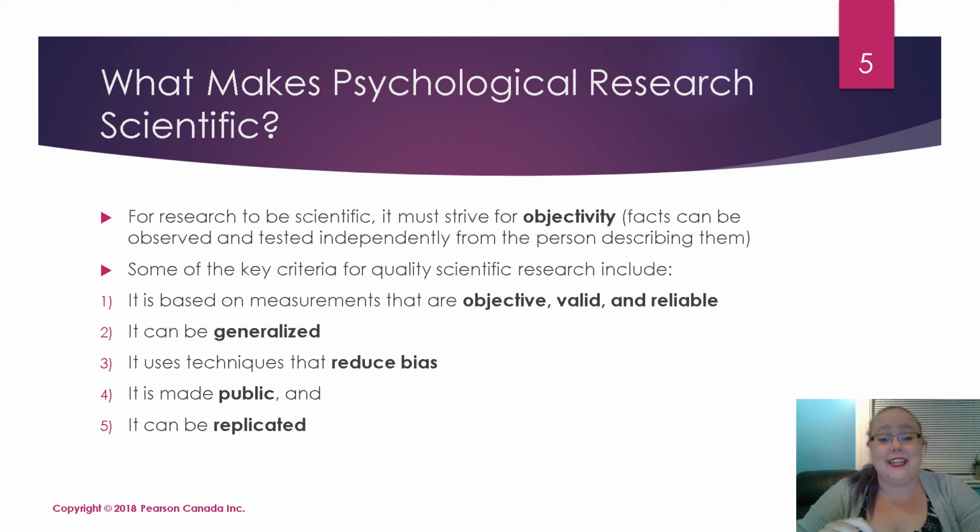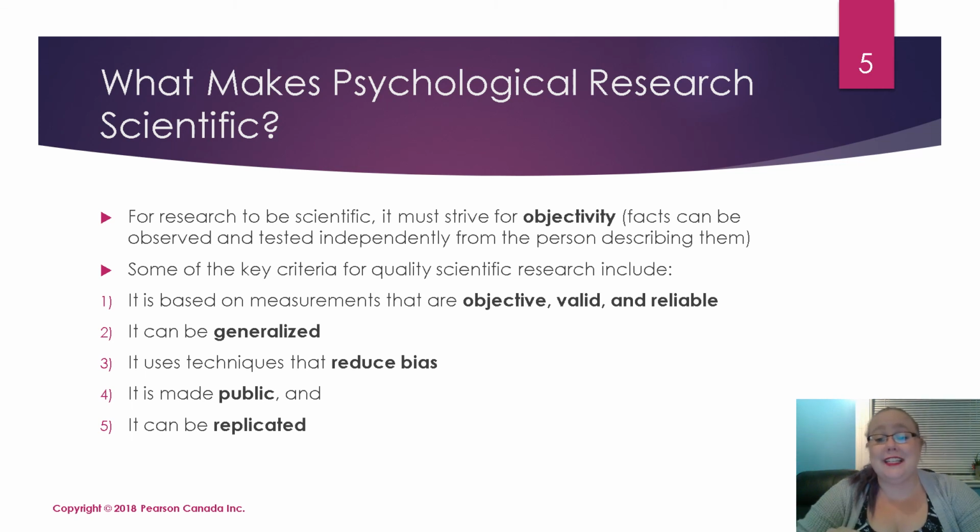The third is that it uses techniques that reduce bias. We will talk in quite a bit more detail about different types of bias and how we can help reduce them. And later on, in our chapter on cognition, we'll talk a lot more about different types of cognitive biases that we might have.